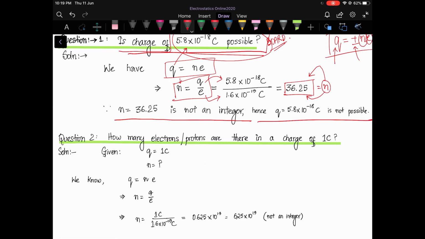In the next question, they are asking how many protons or electrons do we need in order to have a total charge of 1 coulomb. Now 1 coulomb is a very big charge, so it must have lots and lots of electrons or protons so that we get a total of 1 coulomb of charge. So clearly given Q is 1 coulomb of charge, how many electrons or protons are going to give us so much charge is unknown to us.